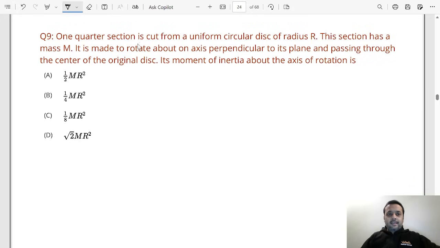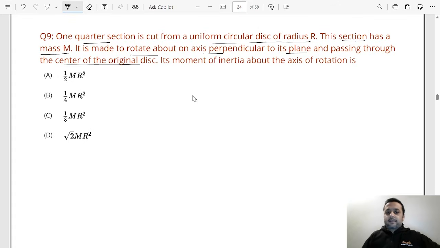All right. So in this question, there's a quarter section which is cut out from a uniform circular disc of radius r. This section has a mass m. So look here, note that this section has been given a mass m. It is made to rotate about the axis perpendicular to its plane and passing through the center of the original disc. Now the moment of inertia about the axis of rotation.